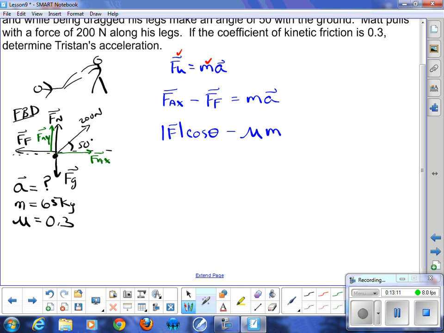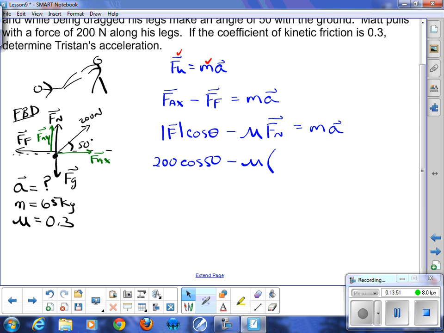mass times your gravity. So here's an example where the normal force is actually mu Fn equals mass times acceleration. So the normal force, we've got to talk about that for a second. It's going to be 200 cos 50 minus mu. Now, the normal force is going to be reduced because your force due to gravity is in the opposite direction of FAY and your normal force. So that means the normal force is not going to just equal gravity.